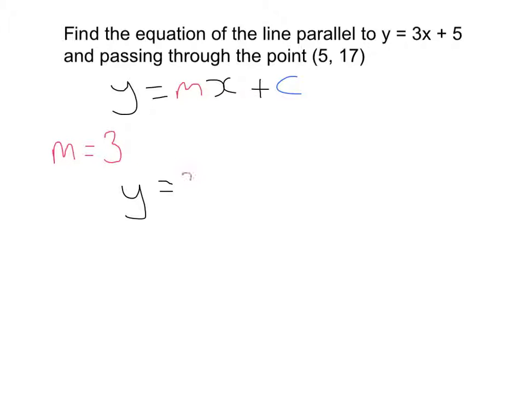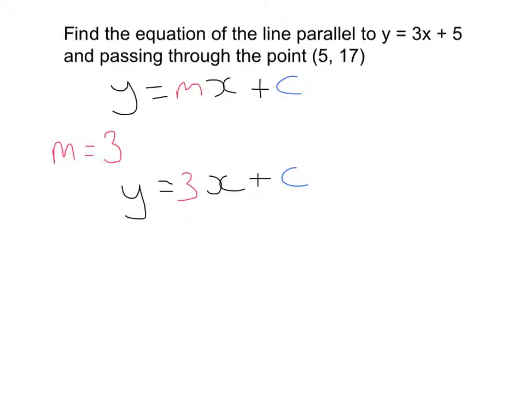y equals 3x plus c. The only thing we still don't know is the value of c. This is the only thing we have to find out. The fact that our graph has to pass through the coordinates (5, 17), we can use this to work out the value of c. This 5 here is just a possible value for x, and the 17 is a possible value for y. So we can take those and substitute them into our equation.